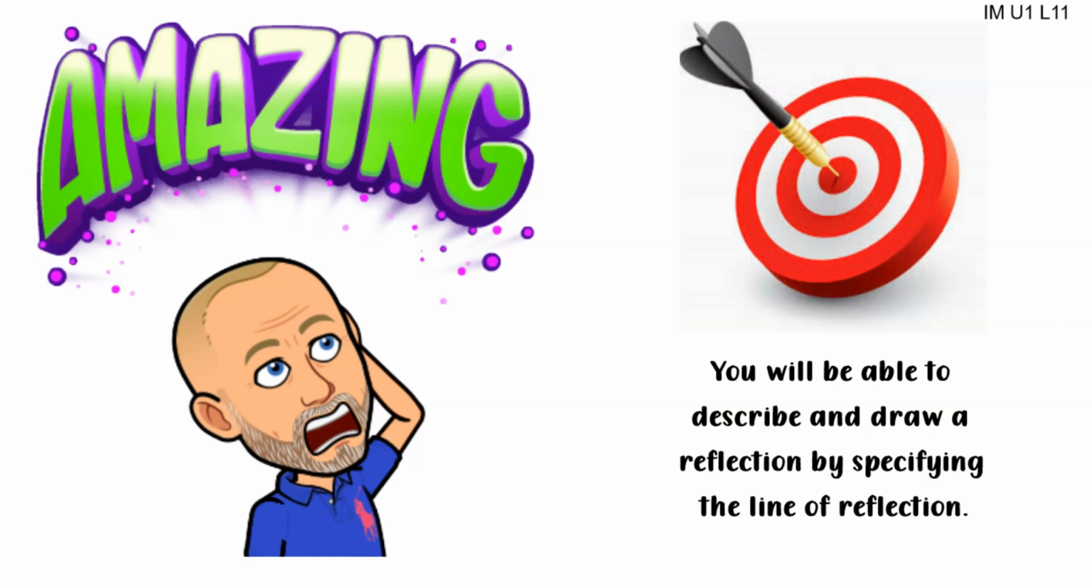This is Unit 1, Lesson 11, and in the last lesson we talked about rigid transformations in general, looked at the three different types. And in this lesson we're going to focus on reflection. So the target for this lesson is that you'll be able to describe and draw a reflection by specifying the line of reflection. So let's jump into the lesson.